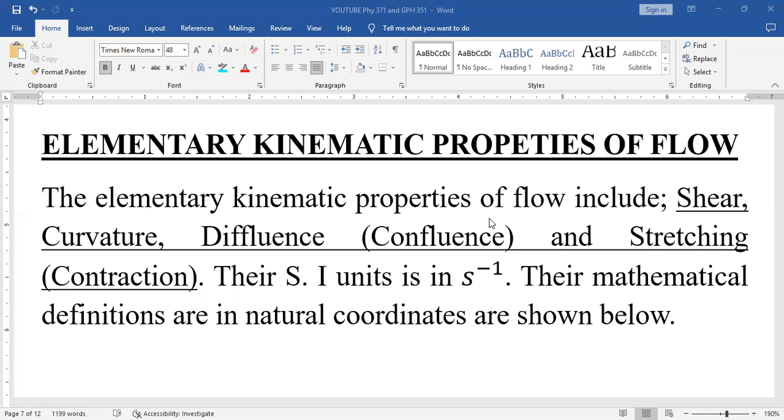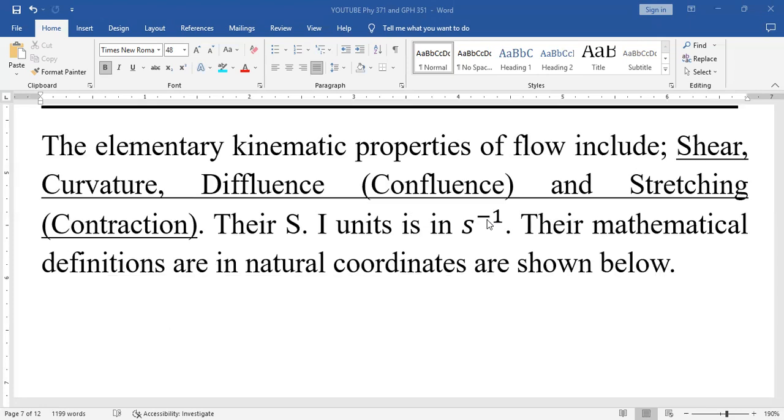The elementary kinematic properties of flow include shear, curvature, confluence, or you call it diffluence, contraction, or you call it stretching. Their SI unit is per second. We are going to look at their mathematical definition in terms of the natural coordinates, and from there, we are going to be able to define them mathematically and also verbally.